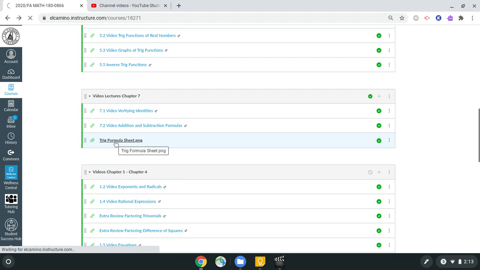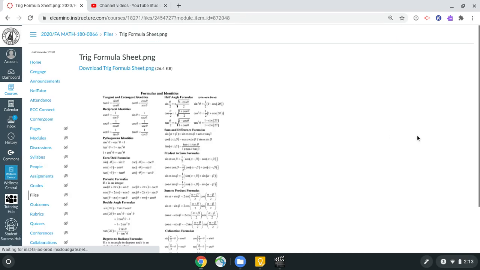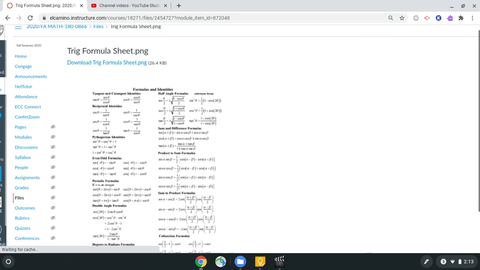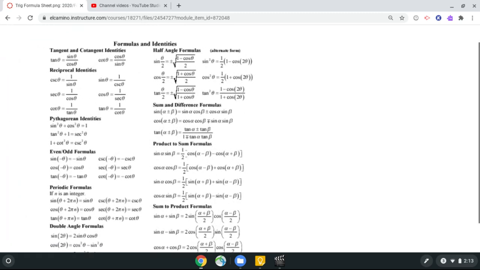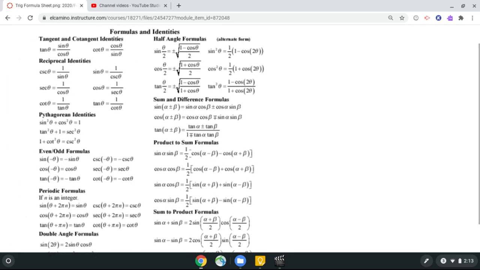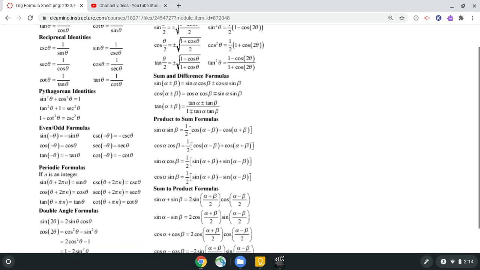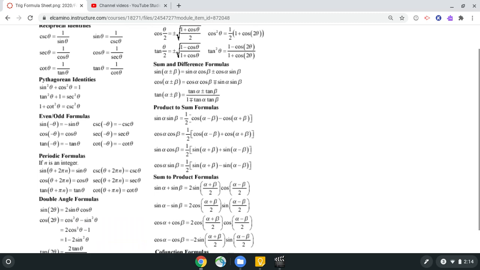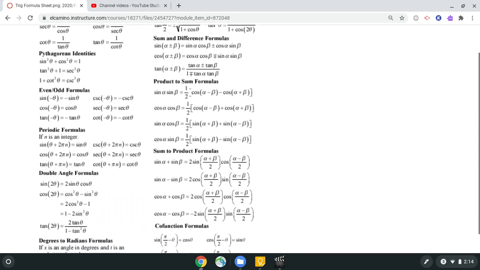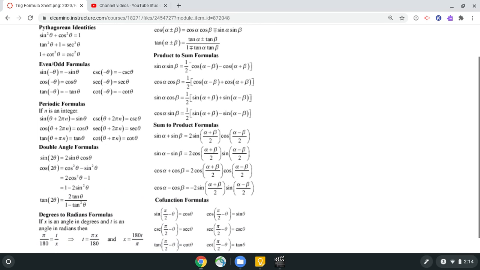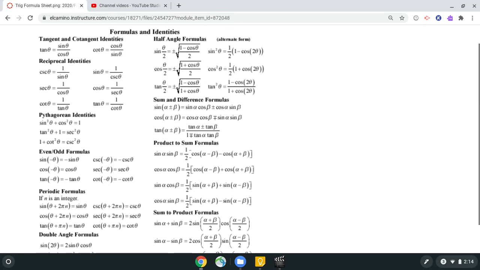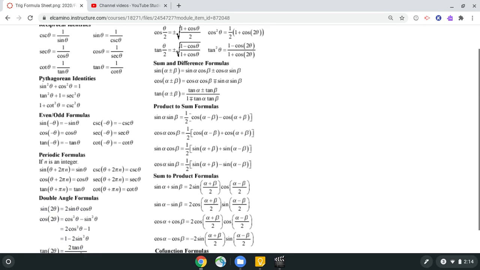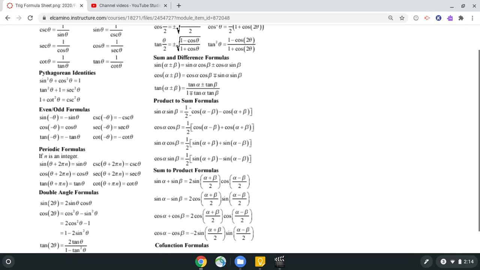So if you click on it, you'll see this sheet here. You can download it onto your computer if you want to. It has pretty much all the formulas and identities that we are covering. It has a little bit of extra, that periodic formula there on the bottom left. That one I didn't give to you guys.